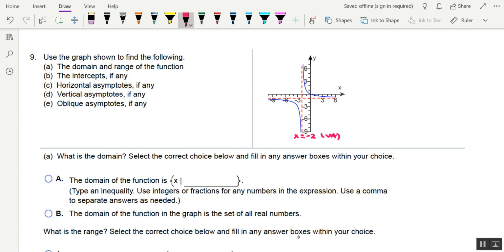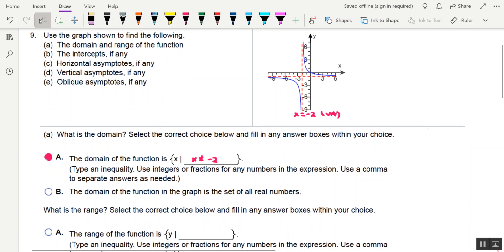Alright, so keep in mind that division by 0 is what creates these vertical asymptotes. And since that's the only vertical asymptote and the blue pieces of the graph appear to be fully connected with no holes, we can assume that our domain is the set of all x such that x cannot equal -2. So we would select option A. There is a domain restriction here that's -2, and that's it for part A. Well, actually, nope, we need the range as well.